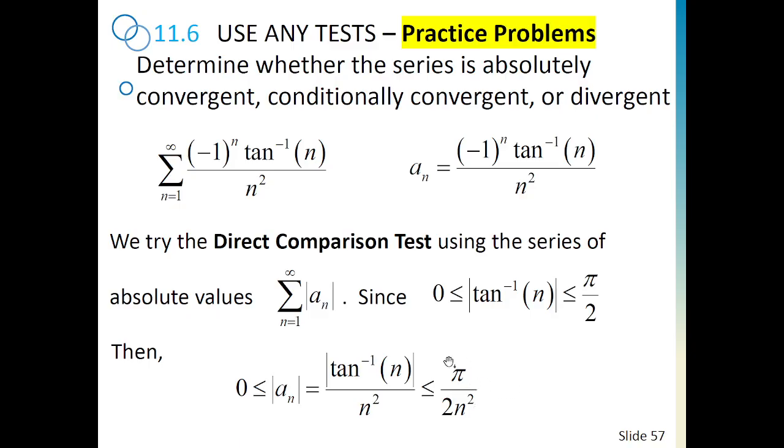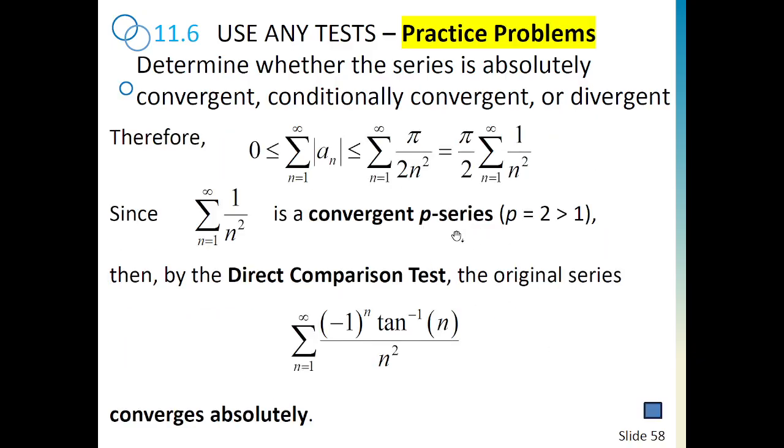So this one will be convergent. So the series with absolute values will be convergent. So I'm now a happy man. This alternating series will be absolutely convergent. So the direct comparison test is simple but very useful.